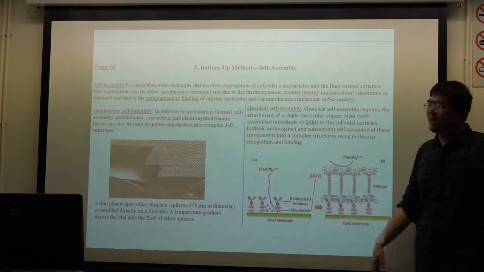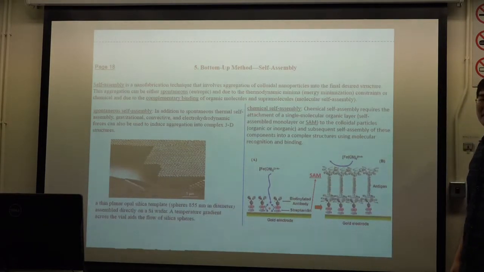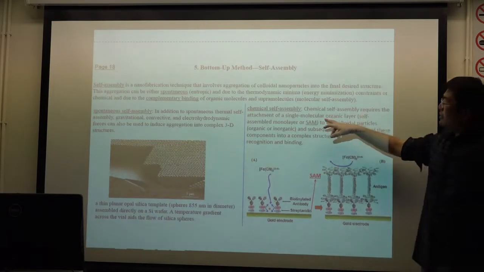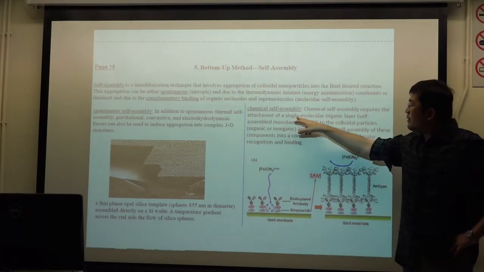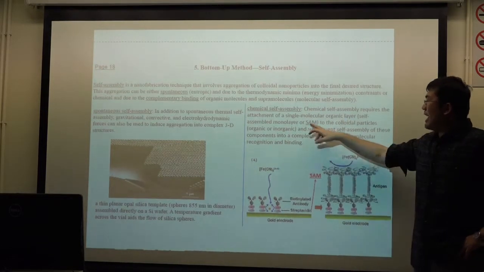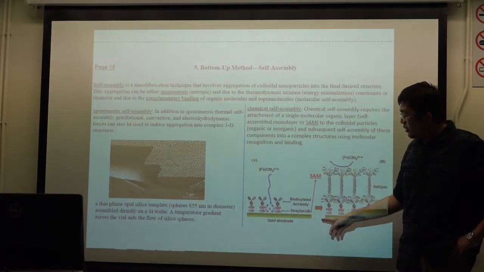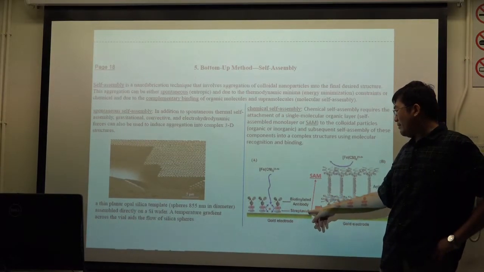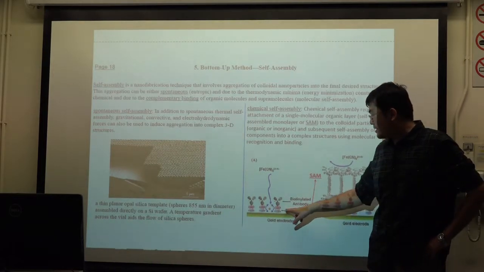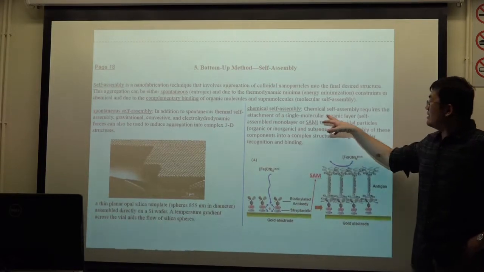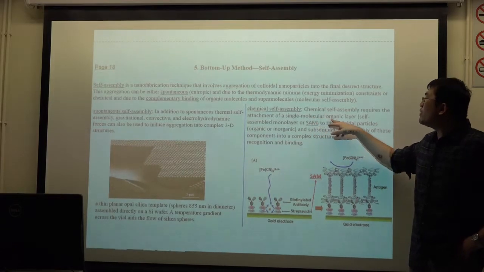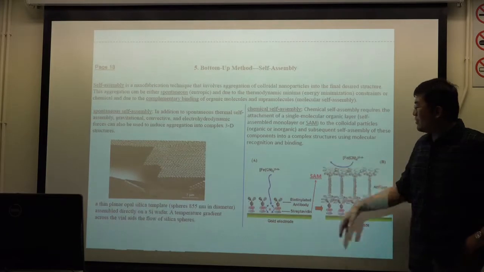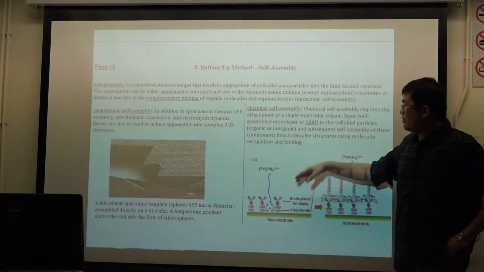I believe chemical self-assembly is commercialized. With chemical self-assembly, first you attach a single molecule organic layer, which we call a SAM. This is a good electrode. I don't know the name of this molecule. This is just a SAM. First, I attach a single molecule organic layer. Then subsequently, we can self-assemble other material on top.